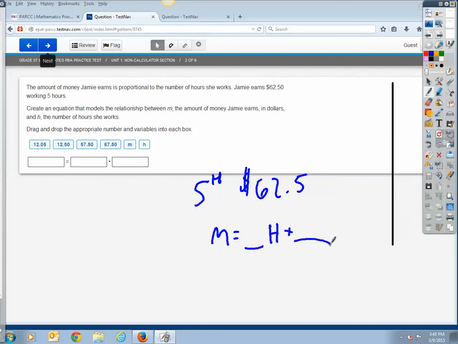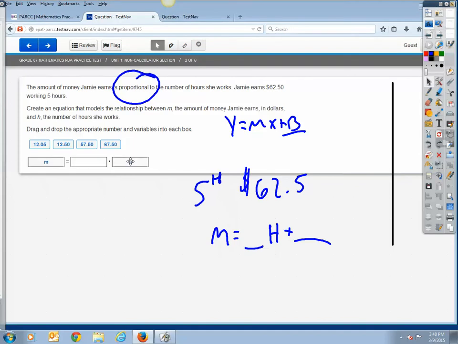Okay, so we know this is linear because it is proportional. So we're looking for something in y equals mx plus b form. And I'm willing to bet for 0 hours worked, she's going to get 0. So I'm guessing that's going to be a 0, so I'm not even going to worry about that. So I can get started by saying m has to go here and h has to go here. Then we just have to divide 62.5 by 5. And as luck would have it, it would be this one right here. So that would be your second question.